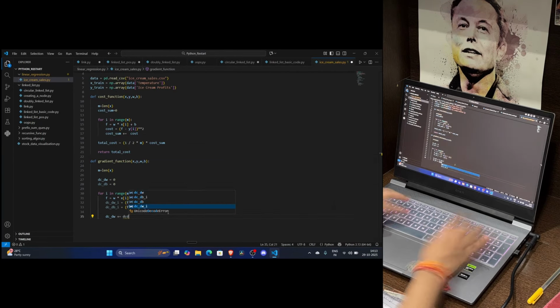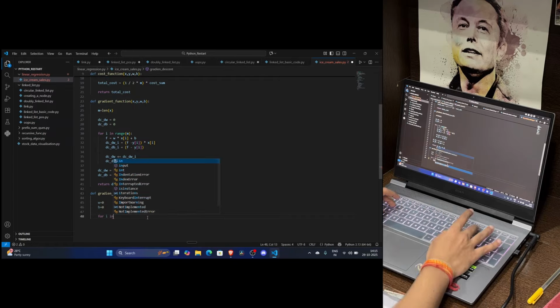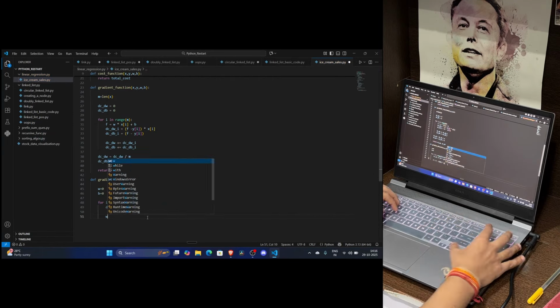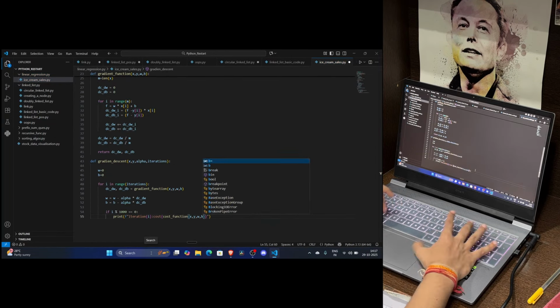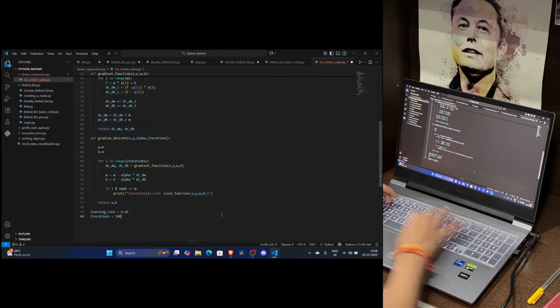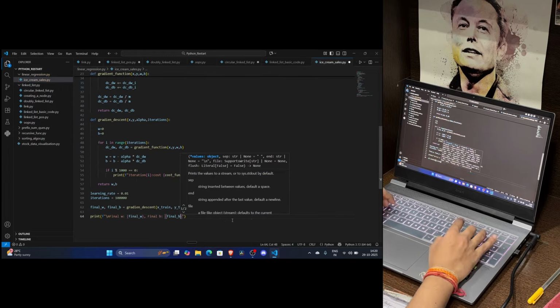I opened VS Code and started writing the code, importing the necessary libraries, Pandas for handling the data, NumPy for all the math operations, and Matplotlib for plotting the final graph. I started writing the code for the cost, gradient, and gradient descent functions we just talked about.